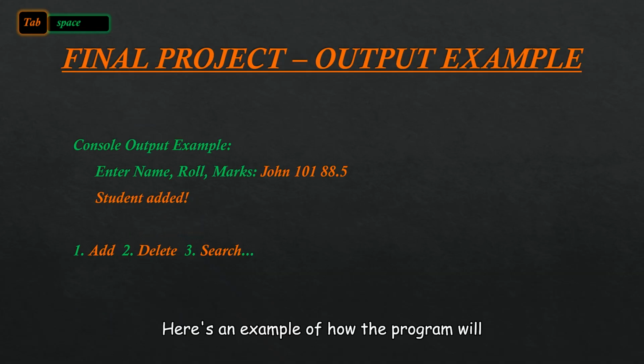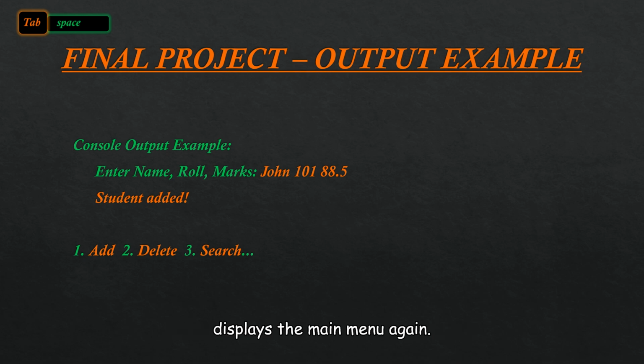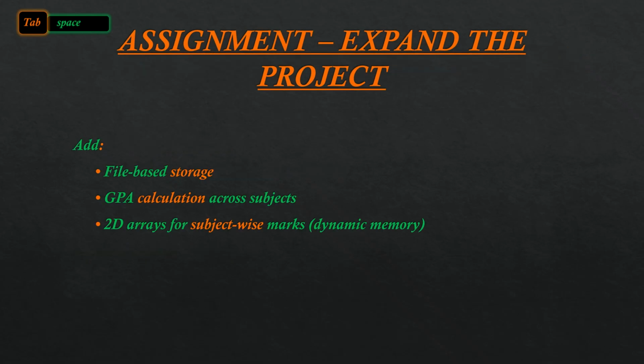Here's an example of how the program will behave. The user inputs data for a student, let's say John, roll number 101, with marks of 88.5. The system then confirms that the student has been added. After that, it loops back and displays the main menu again. This feedback loop is essential in user-driven programs and gives a clear interactive experience.